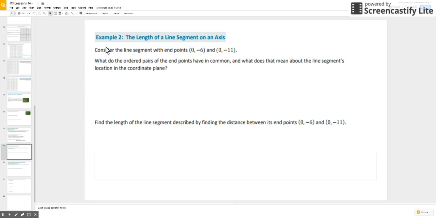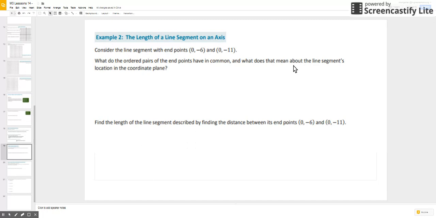All right, hello students. Let's move on to example 2, taking the information we've discussed and moving on with another example. Consider the line segment with endpoints (0, -6) and (0, -11). What do the ordered pairs of the endpoints have in common? Once again, what do they have in common? Hopefully you notice once again the x values are now zeros.